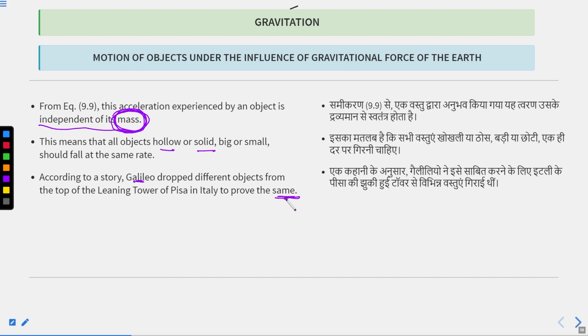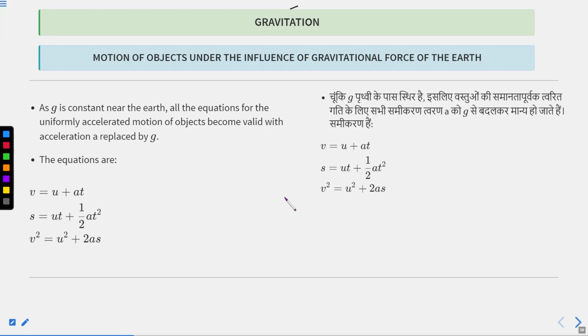Galileo, a scientist, dropped three different objects from the top of the Leaning Tower of Pisa, which is in Italy, to prove that all the objects will fall to the ground at the same time. Now let's understand some more theories related to gravitational acceleration.